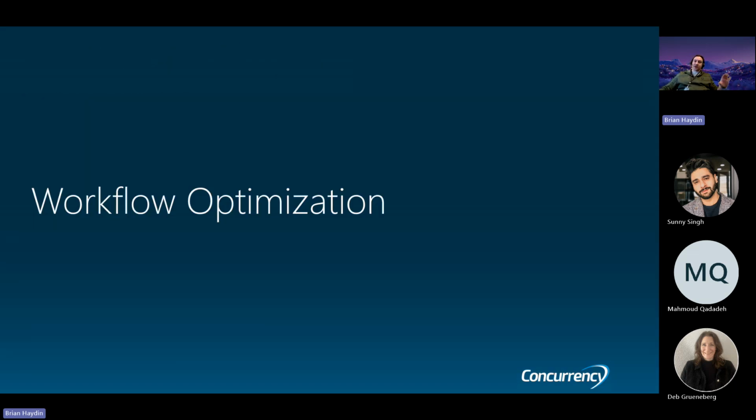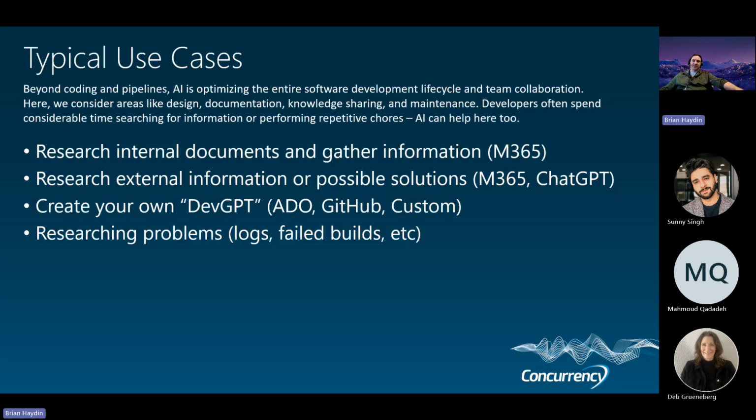So we'll start off this journey talking about workflow optimization. I have a couple of use cases that I think are really important to accentuate. First, what can I do to research internal documents and gather information as I'm starting to put together a user story? And I think that M365 Copilot is a fantastic tool for that.